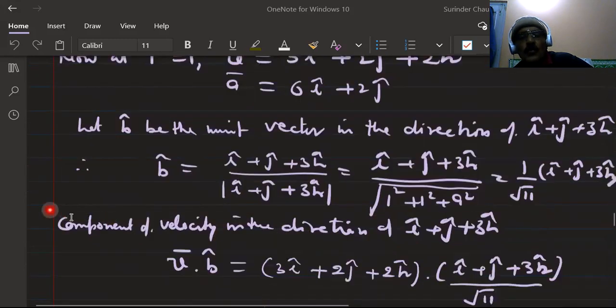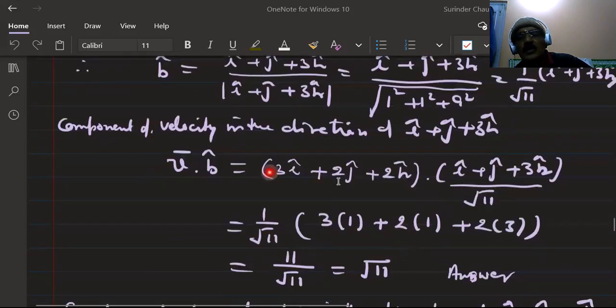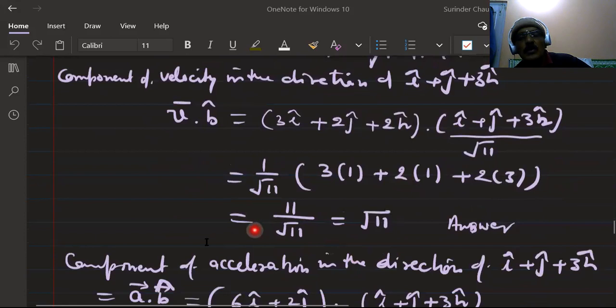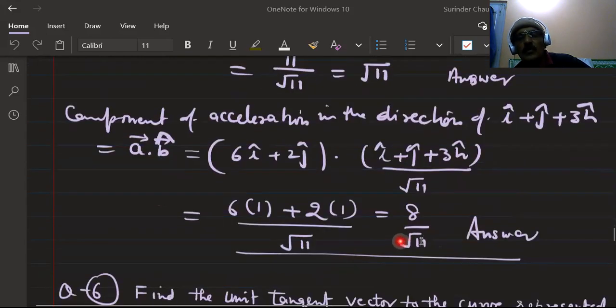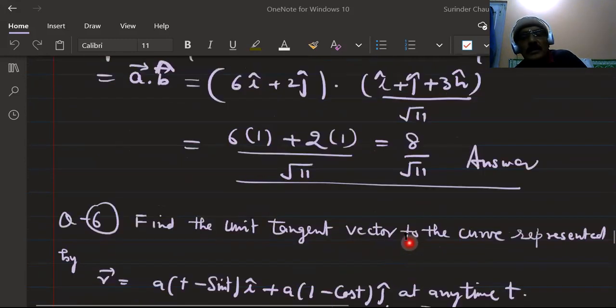Now the component of velocity in this direction will be the v vector dotted with the unit vector in the direction. This dot product is 3 into 1 plus 2 into 1 plus 2 into 3, which is 11, over root 11. Similarly, the component of acceleration in the direction will be 6 into 1, 2 into 1, upon the same. We can find the component of velocity along any vector in space.